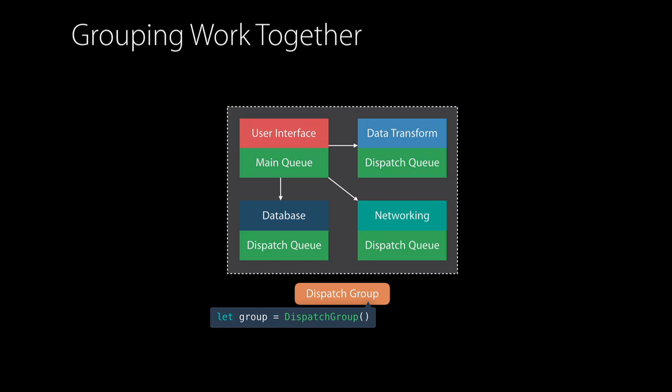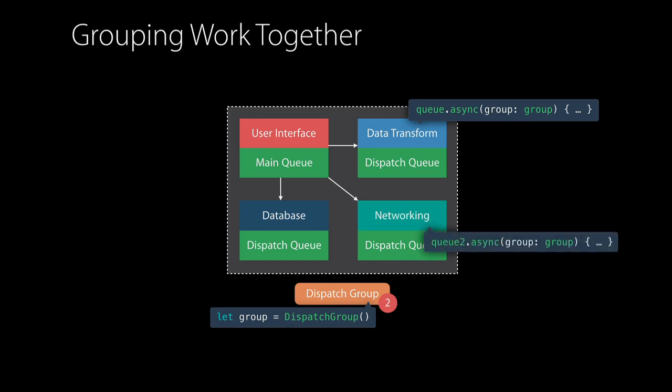And now, when you submit work to dispatch, you can add the group as an optional parameter to your async call. You can add more work to that group, and you can do it to different queues, but associate it with the same group. And each time you submit work to the group will increment the counter of items that it's expecting to complete.